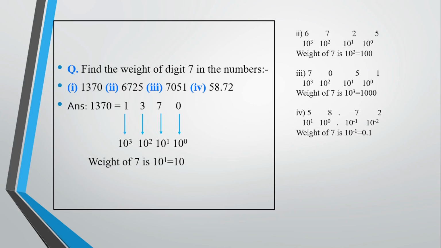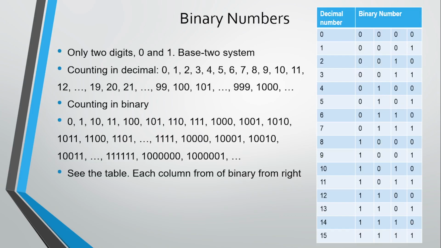So after the introduction of the decimal number system and their weights, we have another system which is again a weighted number system, like the decimal number system, but which has only two digits, that is 0 and 1. So the base of the number system is 2. Bi, or die. So it is a binary number system. So a base 2 system, which has only two digits 0 and 1, is called the binary number system. Binary numbers have a base, that is 2.